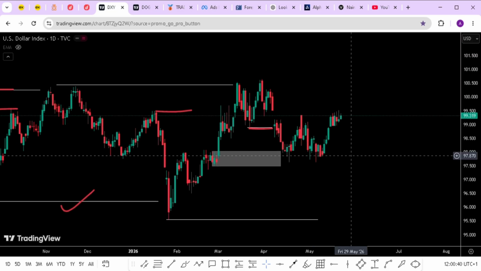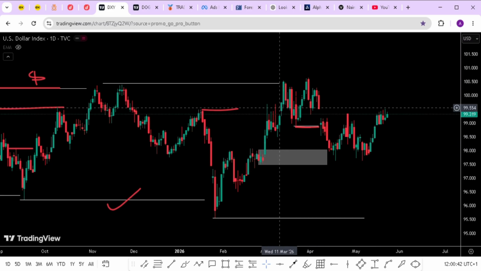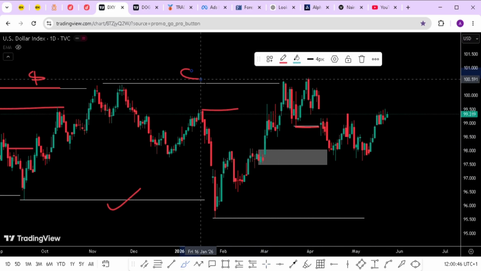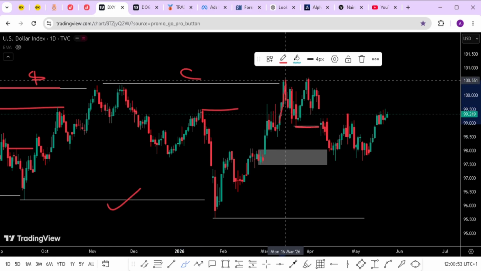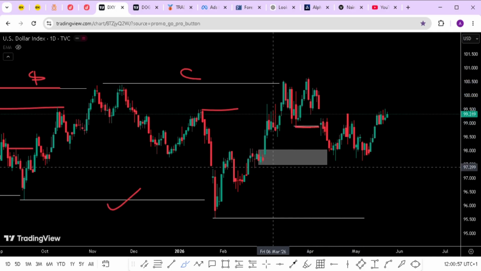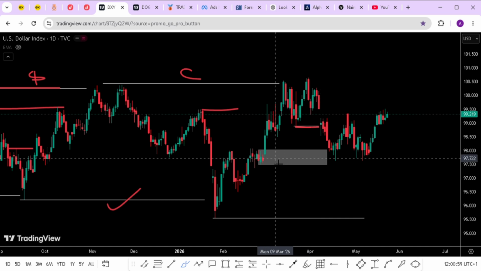And as you can see, immediately we had change of character here. This level will serve as our change of character, and this is going to be our inducement level, because this is the last pullback that the market did after the break, or after we had change of character there. And this is the only other block that is available.